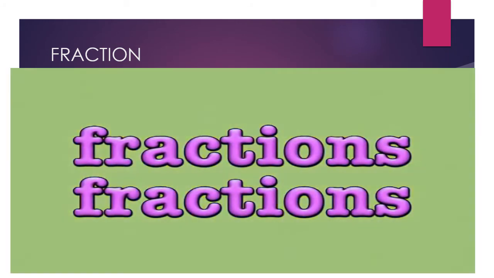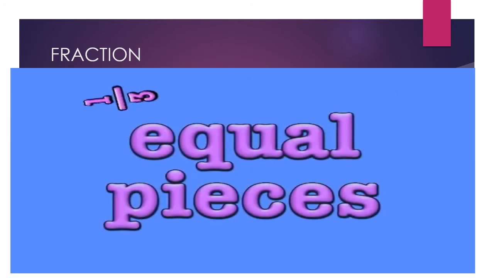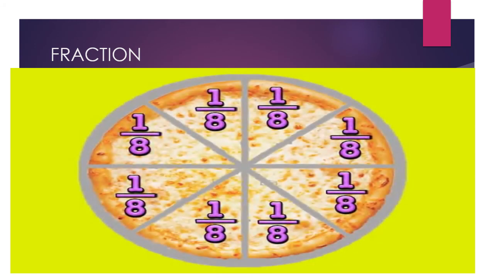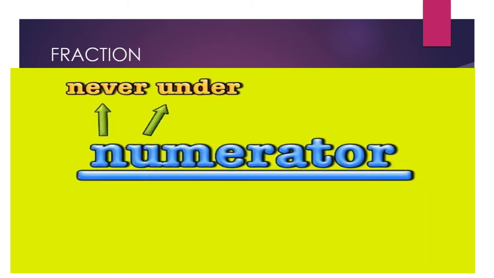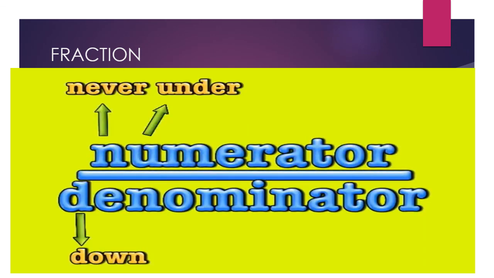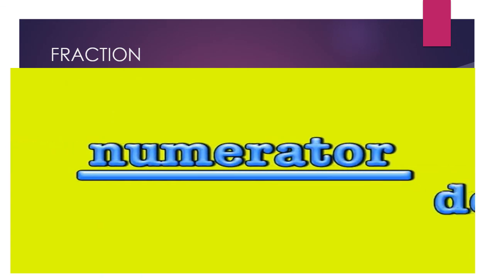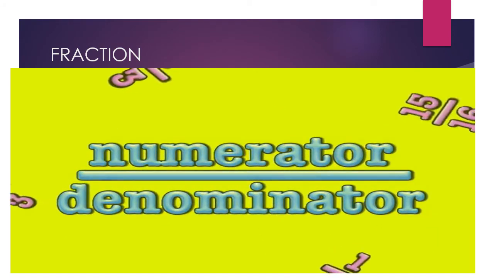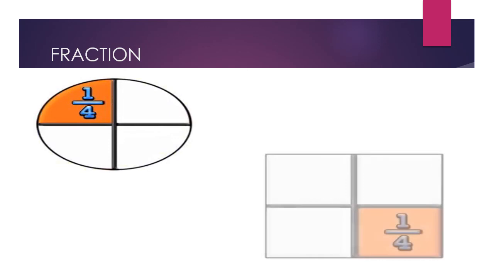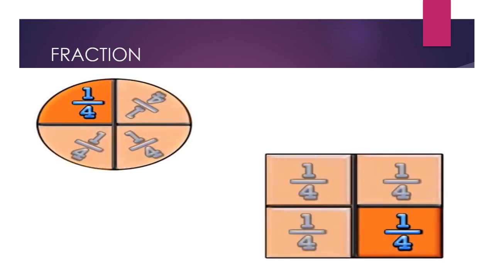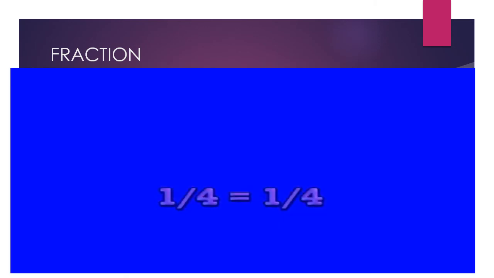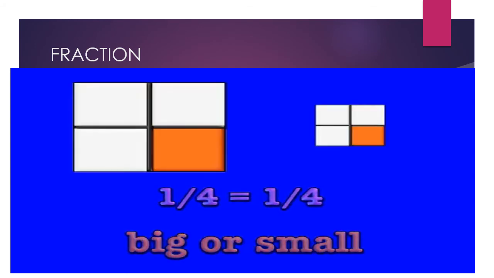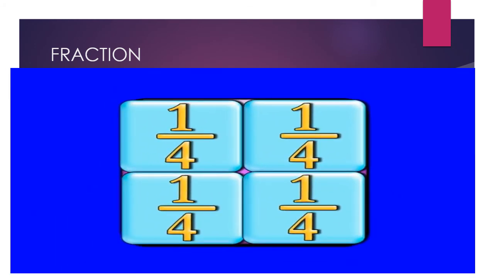Fractions, fractions, they're parts of a whole. Numerator up on the top, denominator's always down. D for down. Numerator up, denominator down. Fractions, fractions are all around. Quarter circle, quarter square. 1/4 plus 3/4 makes one whole right here. And a quarter is a quarter, big or small. It takes 4/4 to make one whole.